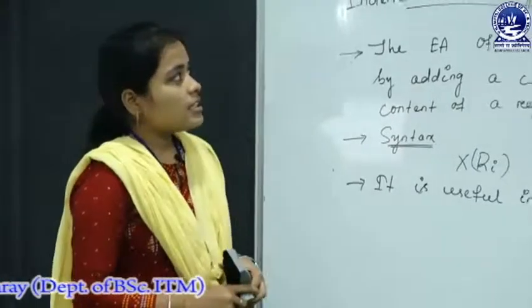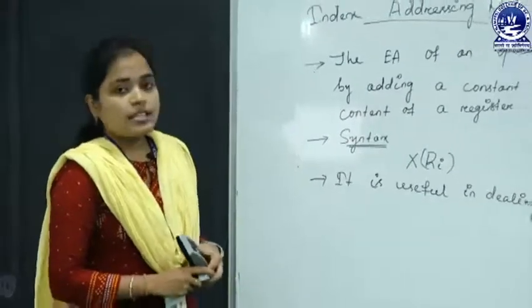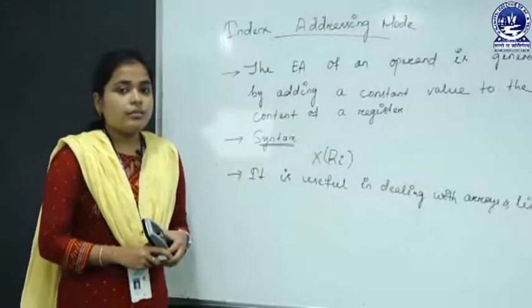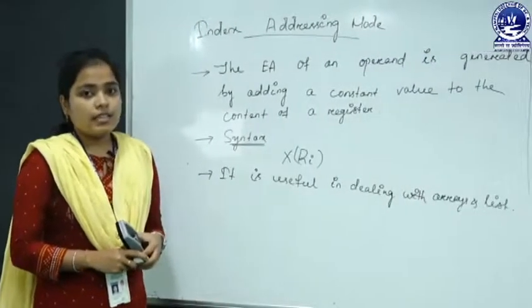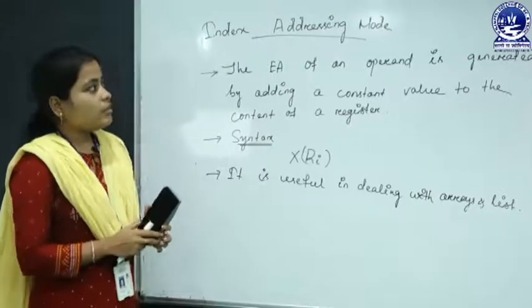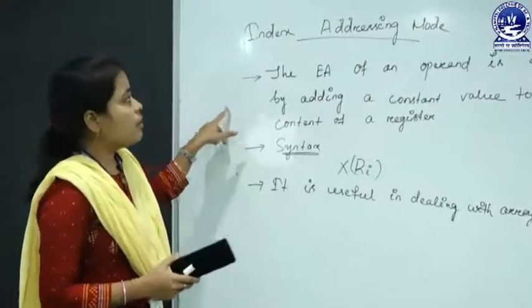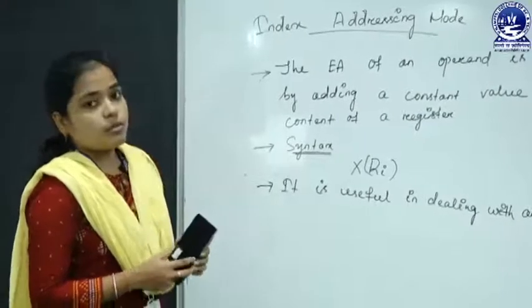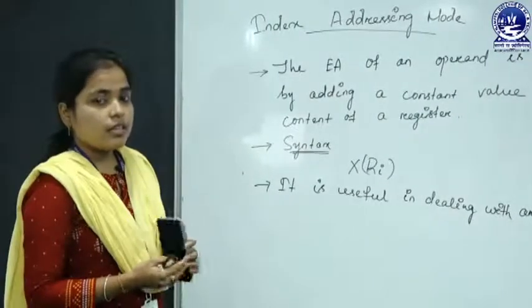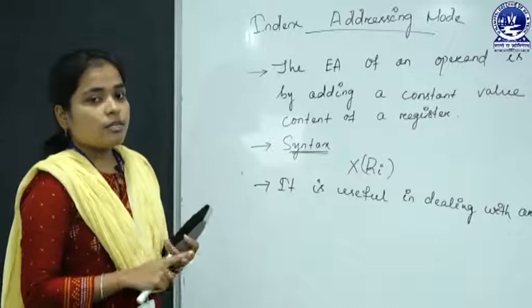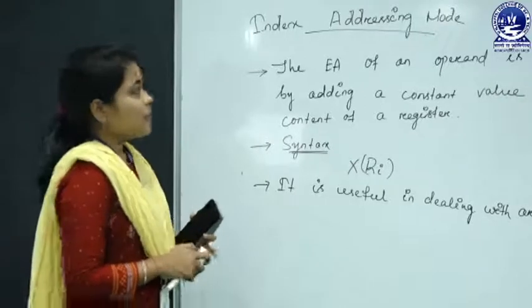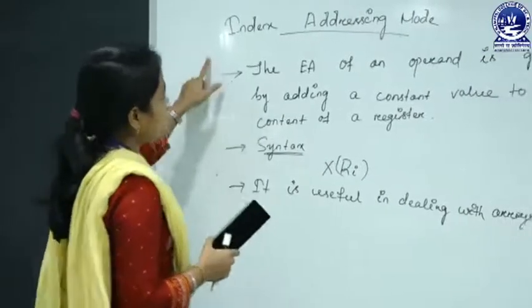In the previous class, I discussed addressing modes, that is, only the immediate addressing mode and indirect addressing mode. We will continue from the previous class, and in this one I am going to discuss some other addressing modes, that is, index addressing mode, relative addressing mode, and auto increment and auto decrement addressing modes. Okay, so let us start.